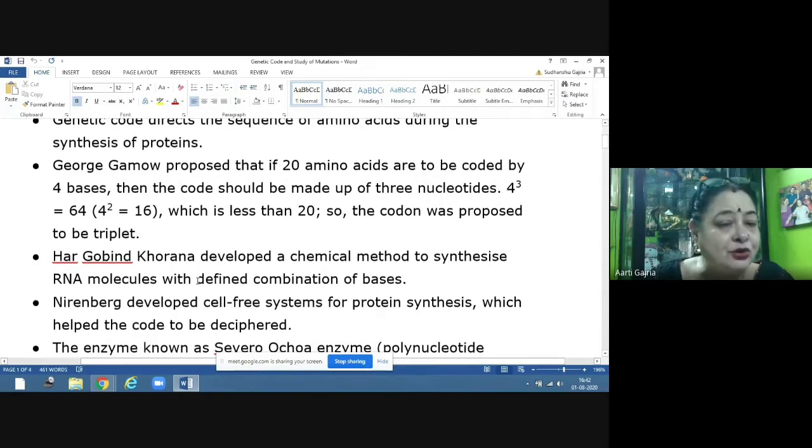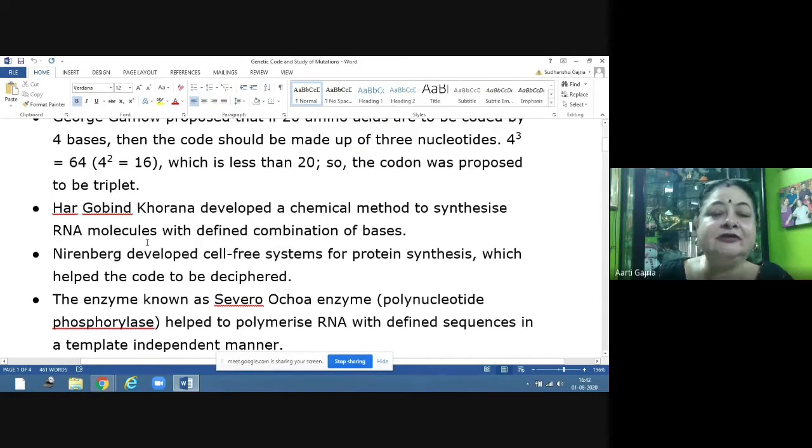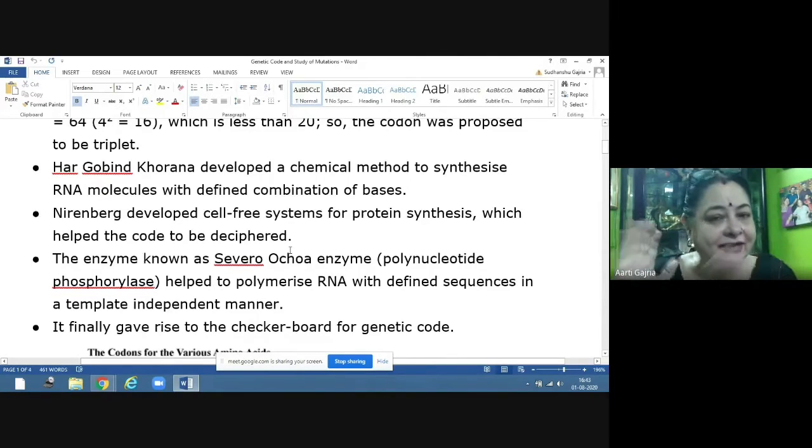Hargobind Khorana, our Indian scientist, developed a chemical method to synthesize RNA molecules with defined combinations of bases. He developed a chemical method in which he synthesized RNA molecules with different combinations of bases. Similarly, Nirenberg was another scientist who developed cell-free systems for protein synthesis. Without the cell, under artificial conditions, he synthesized the protein with the help of the codes.